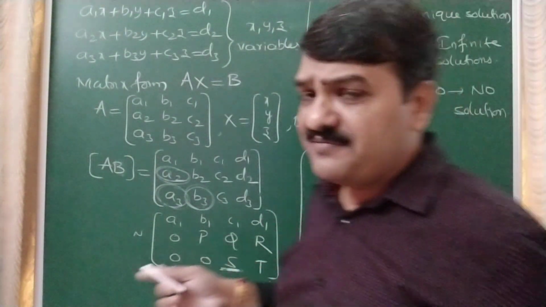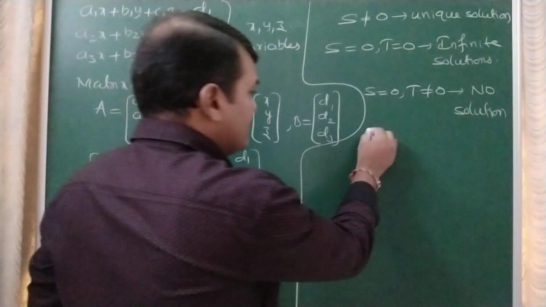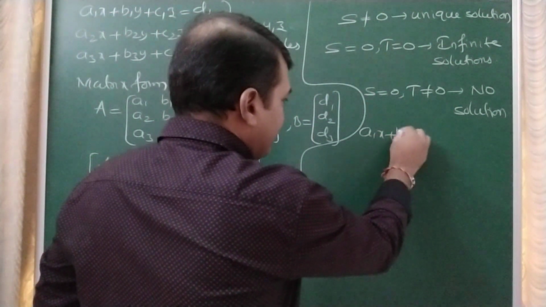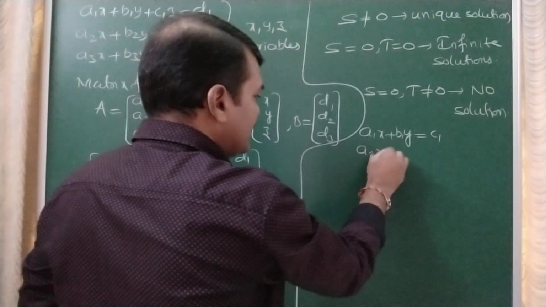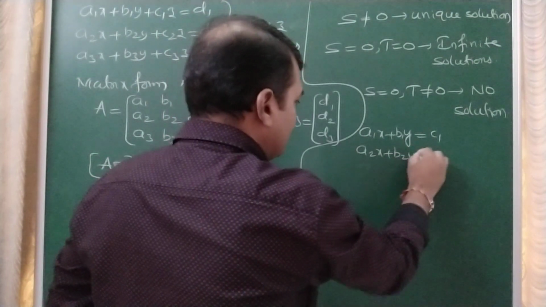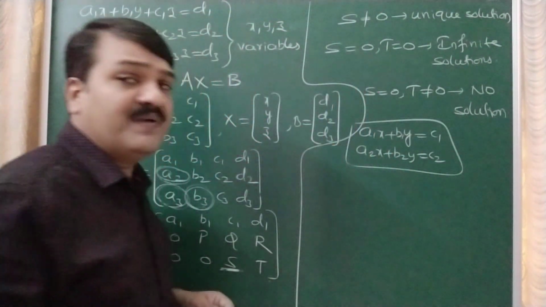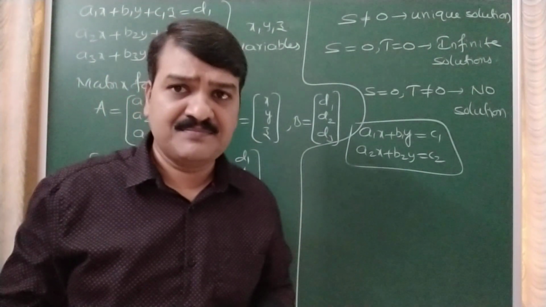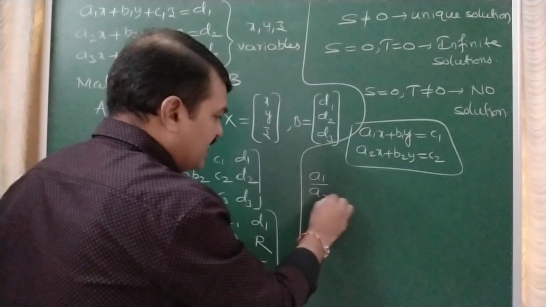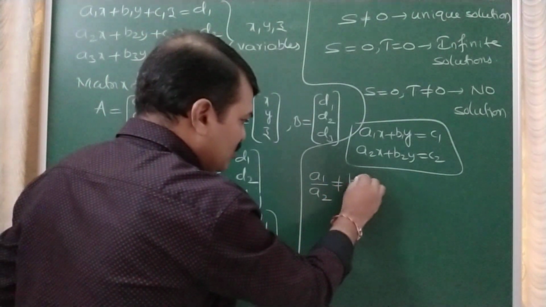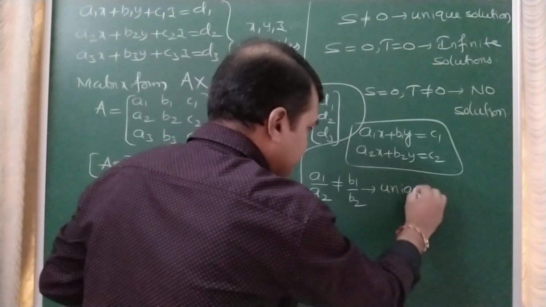Okay, and whenever, for example, two equations and two variables are given, for example, you are given a1x plus b1y is equal to c1, a2x plus b2y is equal to c2. So only two equations in two variables are given. For example, just remember these conditions. A1 by A2 is not equal to B1 by B2, you will get a unique solution.